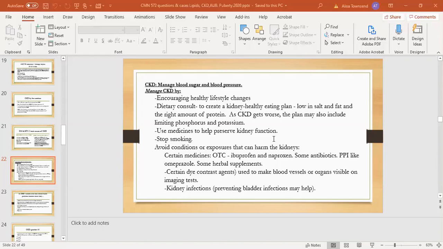Use medications to help preserve kidney function. You already know about ACE inhibitors and stuff like that. Stop smoking, which we've already kind of covered, and avoid conditions or exposures that can harm the kidney. This is really very important.